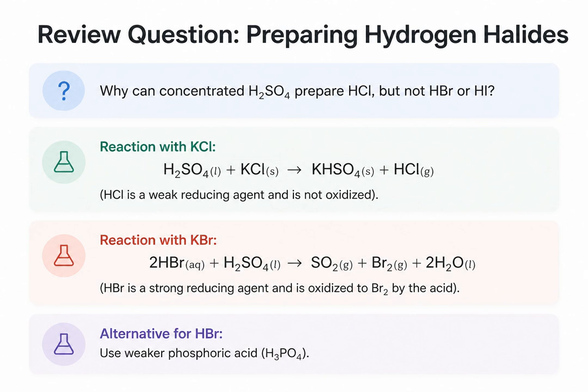Let's review a critical concept we touched on earlier. Why can we use sulfuric acid to make hydrogen chloride, but not hydrogen bromide? It's because hydrogen chloride is a weak reducing agent and survives the acidic environment. Hydrogen bromide, however, is a strong reducing agent. The sulfuric acid will immediately oxidize it into elemental bromine gas. To get around this, we have to use a weaker acid, like phosphoric acid.